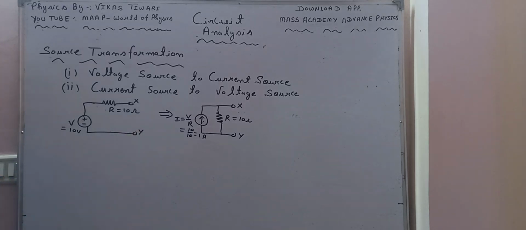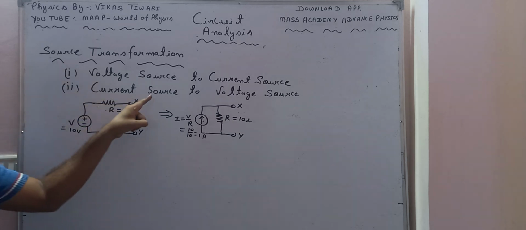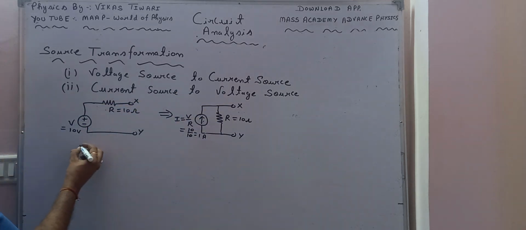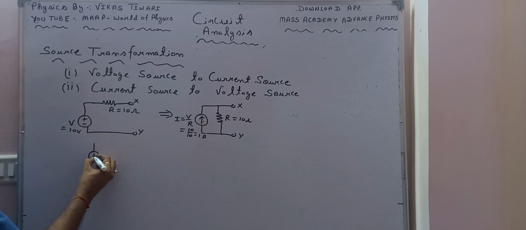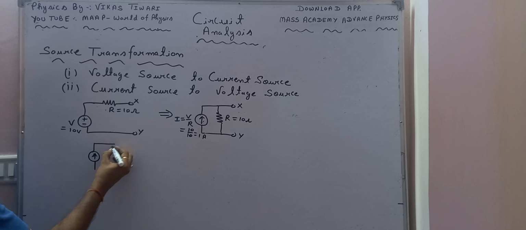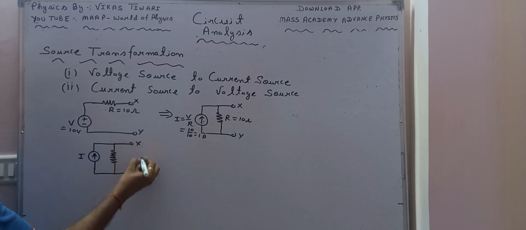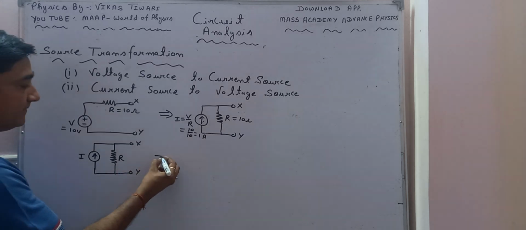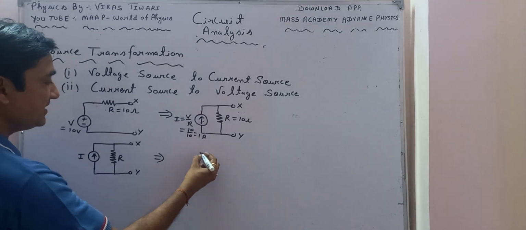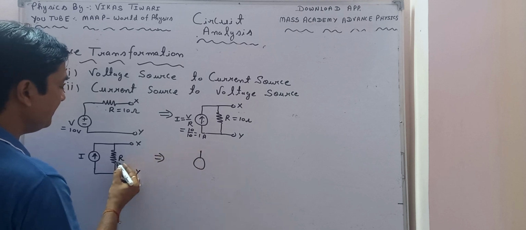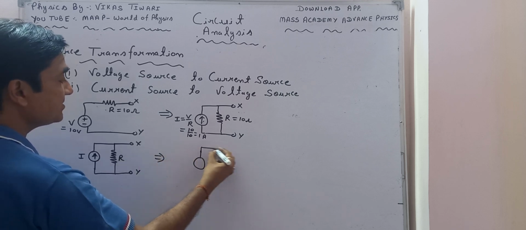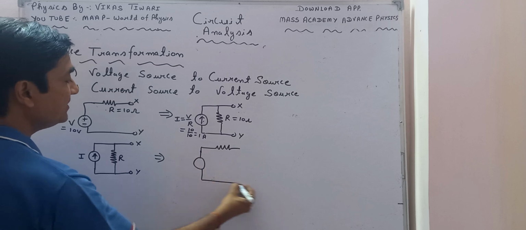Similarly, if I want to transform a current source into a voltage source, how do we do it? Suppose there is a current source of value I, and for transformation we should have this picture. These are the two terminals X, Y, and this is the resistance R over here. I will put a voltage source and put this resistance in series to it, series to this voltage source.